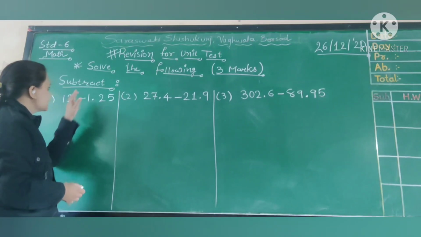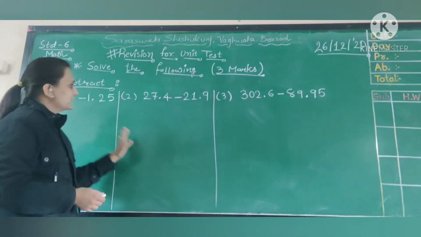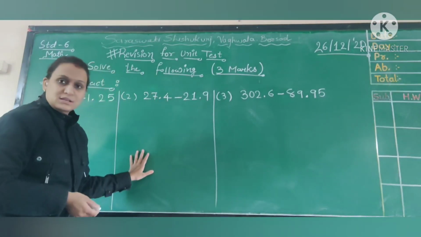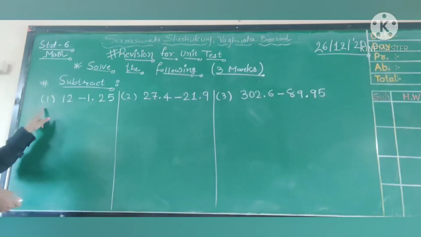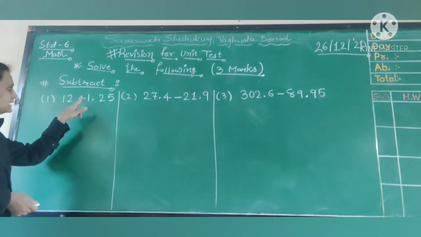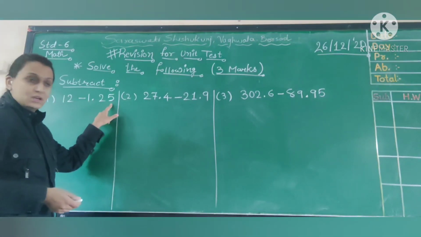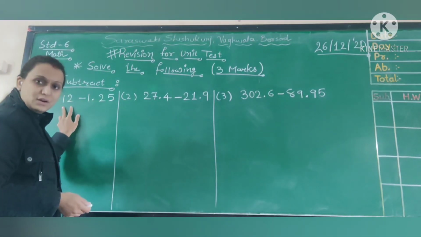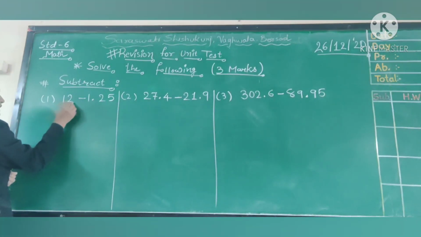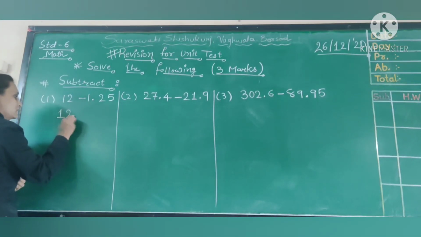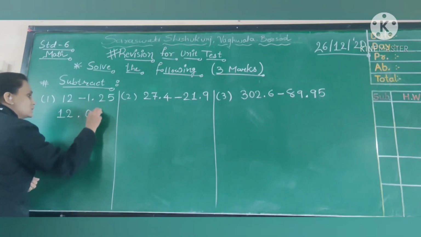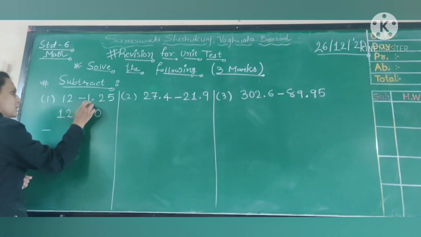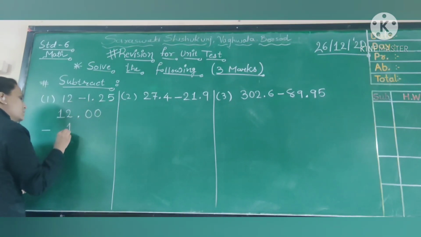Our next question is subtract. Three different questions of subtraction are given. In the same way we have to find the subtraction of decimals. The first question is 12 minus 1.25. Here the second number is a decimal number, but the first number is not. So how do we write 12? We write 12.00 because no decimal was given. Now minus 1.25.